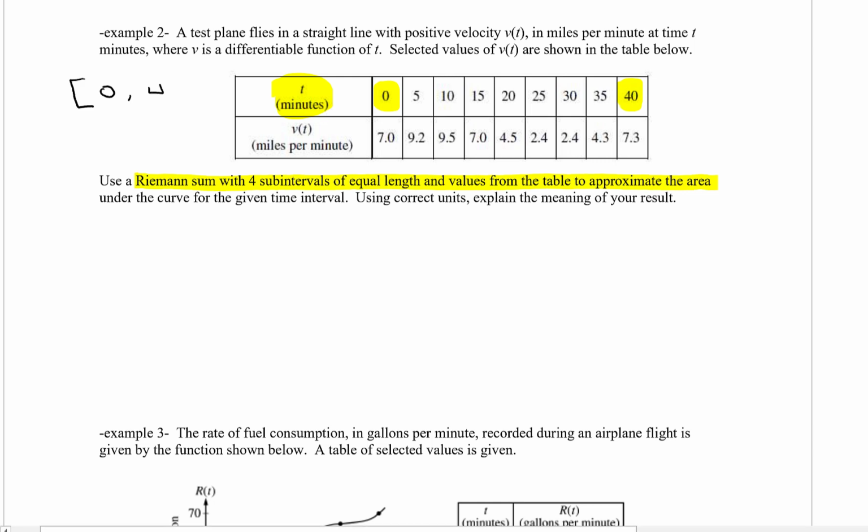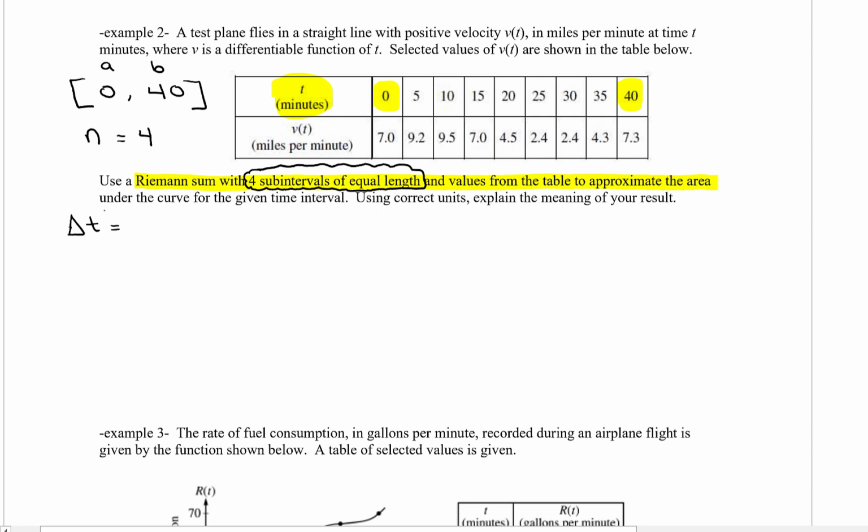So I'm going to write the closed interval from 0 to 40, where 0 represents our A and 40 represents our B. Now I'm also going to put a cloud here where it says 4 subintervals of equal length, because that's telling me that my n has to be equal to 4, because we're going to have 4 subintervals. Now we can go ahead and find our delta t.